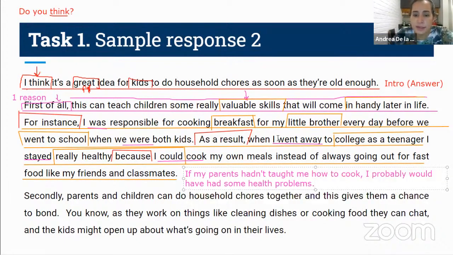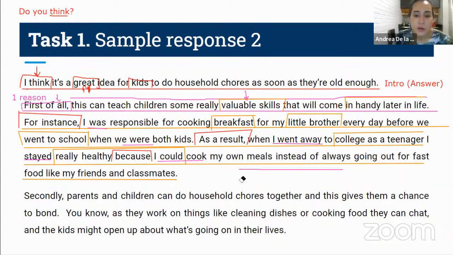Let's imagine that he says this. So if my parents hadn't taught me how to cook, I'd probably have had some health problems during college, right? Or maybe I would have some health problems right now. Or I wouldn't be as healthy as I am now. So if he said this, for example, he would have had more grammar, right? He has a third conditional in here. So that goes for grammar.